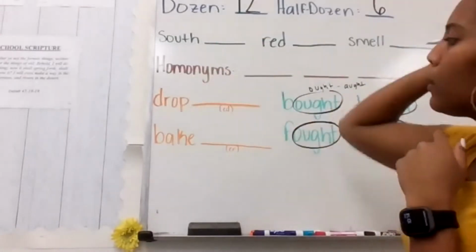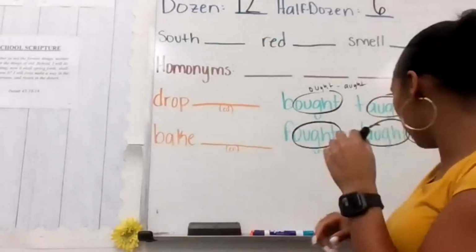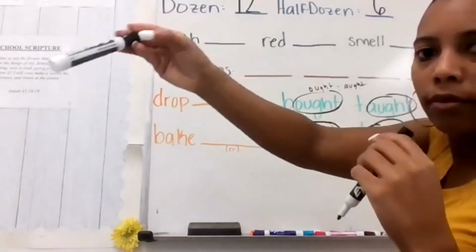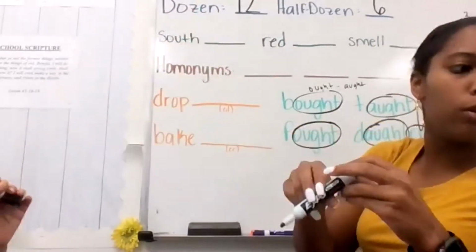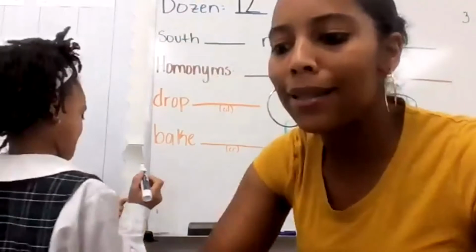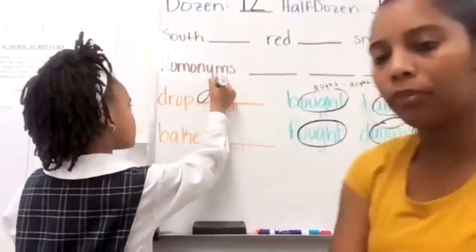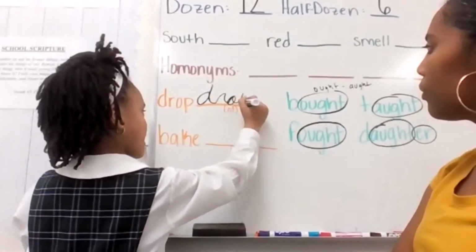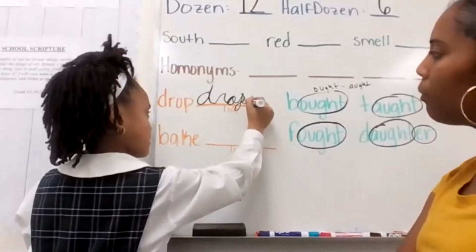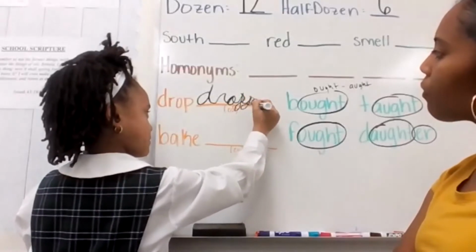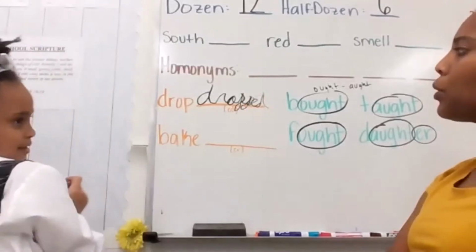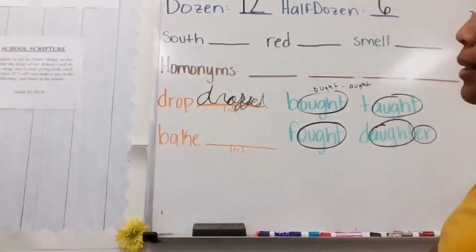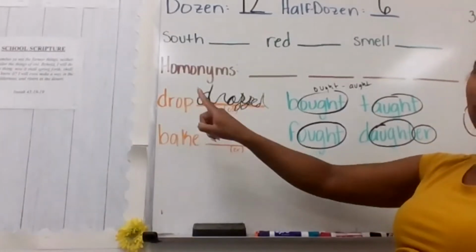Let's turn drop into dropped. How would I write that the correct way? Drop into dropped. Make sure to follow the rule. Good. What did you have to do? Double the P. Dropped. Good. Sharp vowel, consonant P. We double the P.